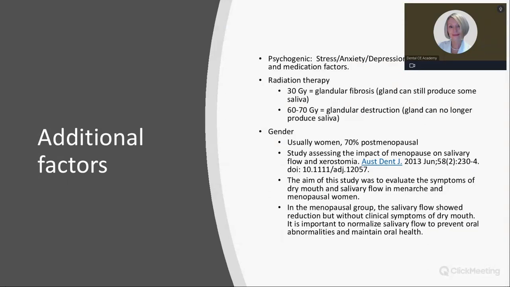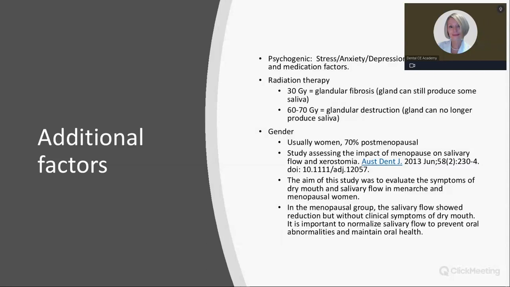Additional factors: psychogenic, so stress, anxiety, depression, and that could be due to neurogenic factors and medication. Radiation therapy: glandular fibrosis can occur. Sometimes it's not 100%. The gland may still have some tissue that is able to function and can still produce some saliva. And sometimes the gland may be totally destroyed by radiation. In that case, it's not going to produce any more saliva.